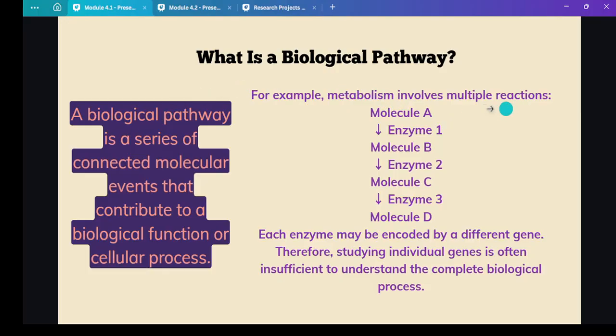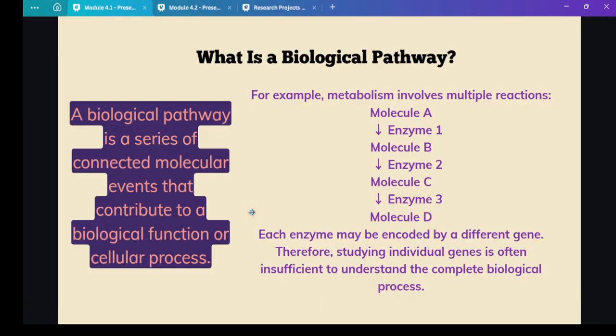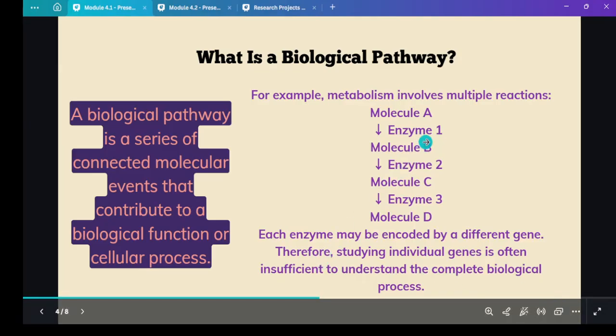Metabolism involves multiple reactions. Here I have given one example: molecule A gets converted to molecule B with enzyme 1, then molecule B gets converted into molecule C with enzyme 2. So you can see this reaction here. Each enzyme may be encoded by a different gene. Therefore, studying individual genes is often insufficient to understand the complete biological process.